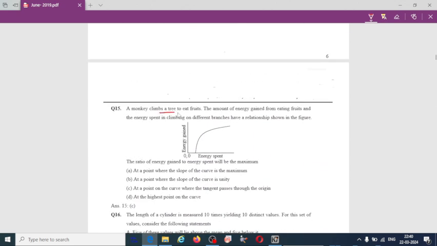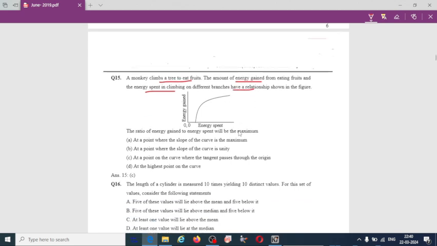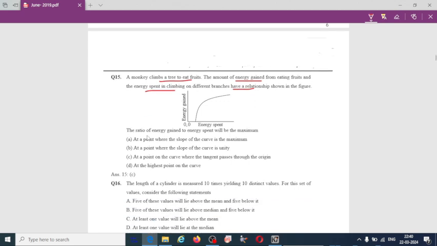A monkey climbs a tree to eat fruits. The amount of energy gained from eating fruits and the energy spent in climbing on different branches have a relationship shown in the figure. The ratio of energy gained to the energy spent will be the minimum.